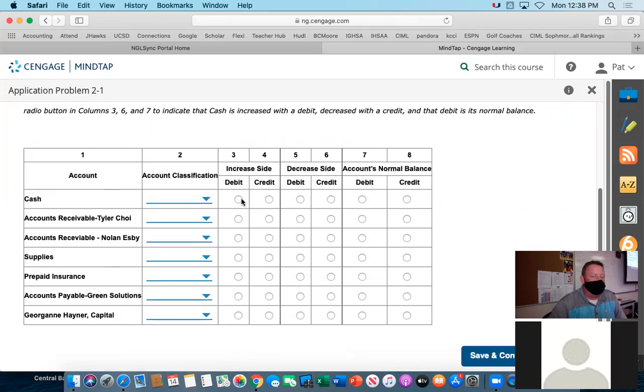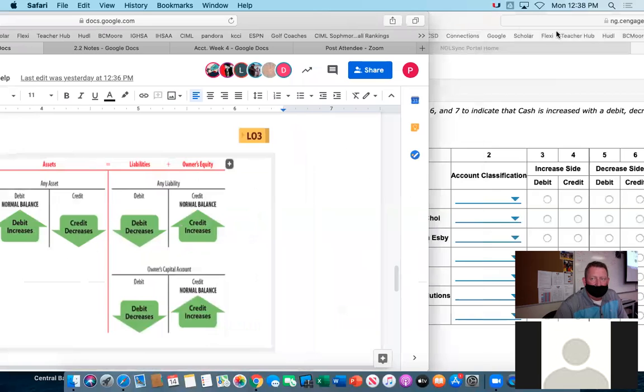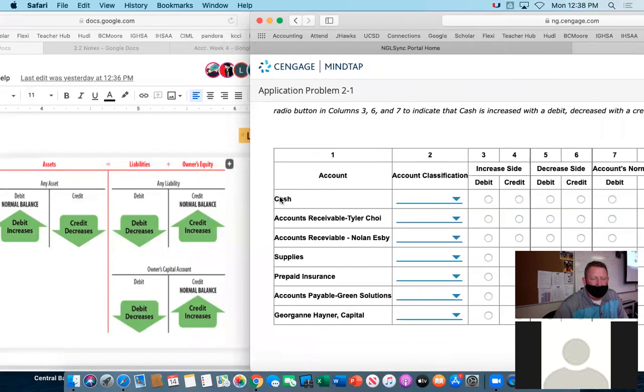So whatever you say increases is normal balance. So we'll do the first one, cash, together. And again, what's helpful is this picture, if need be. So cash is an asset. Its normal balance is the increase side, on the debit. If you increase the debit, you decrease the opposite side, right here where it says credit decrease, right? You just got to read it.